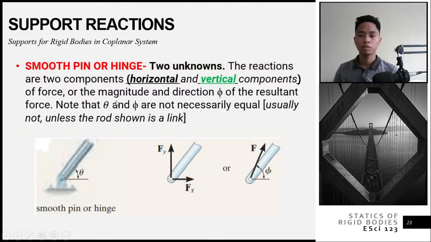The next is a smooth pin or hinge. So as I discussed earlier, if you have a pin or hinge connection, you have two unknowns because the reactions are two components. It would be your horizontal component and your vertical component. You cannot move about the horizontal and about the vertical. So therefore you have two.